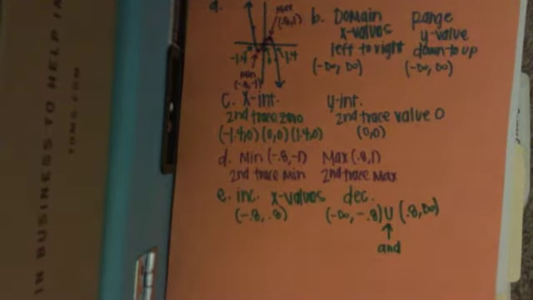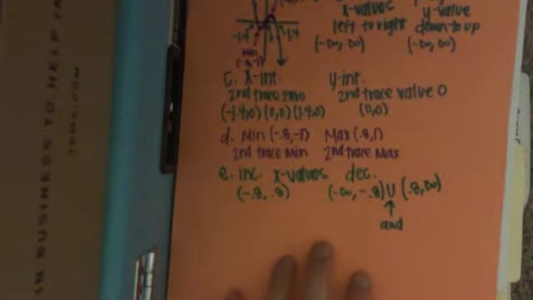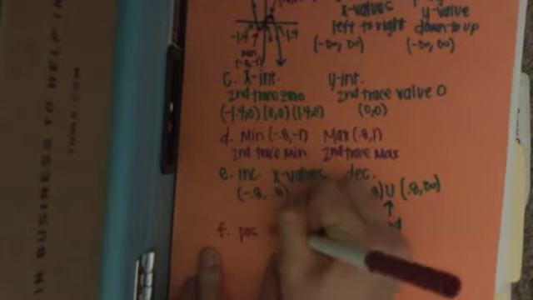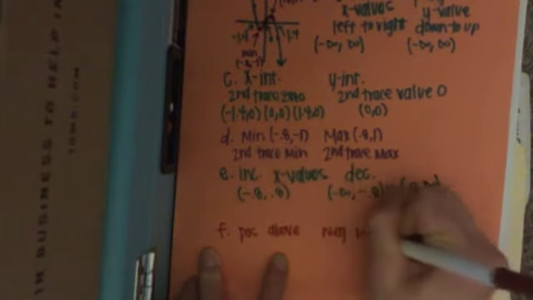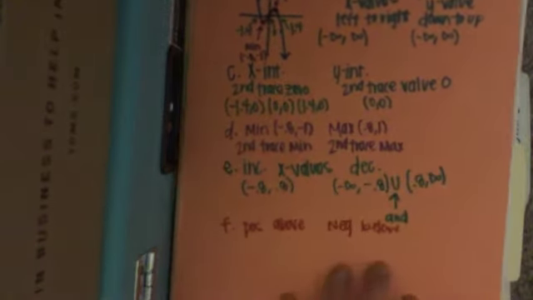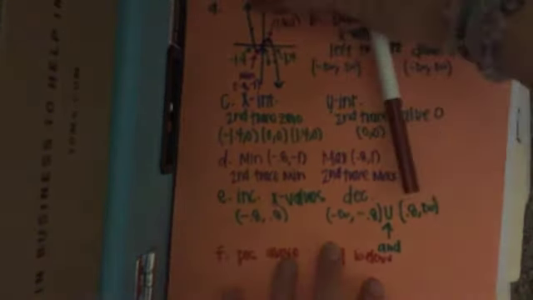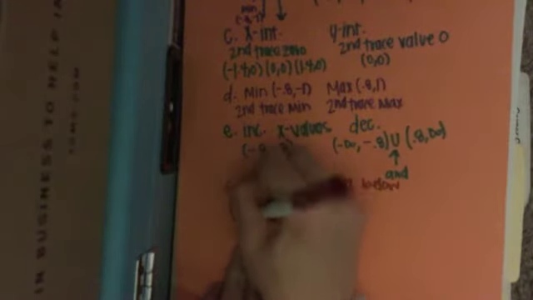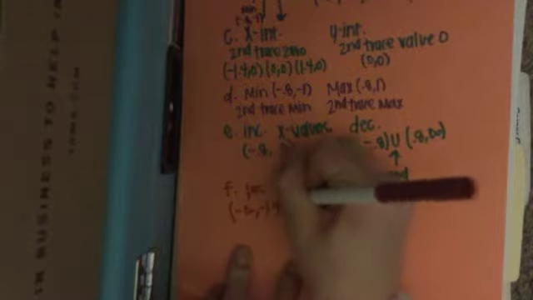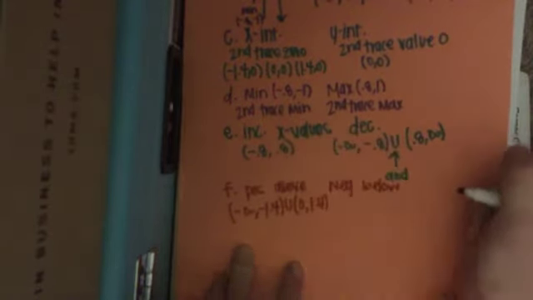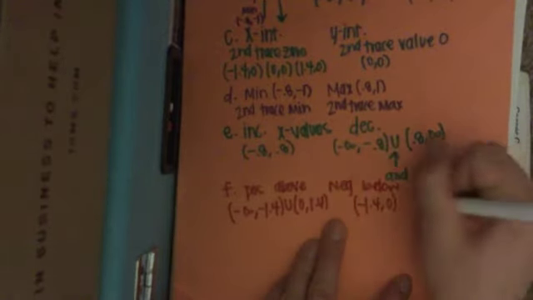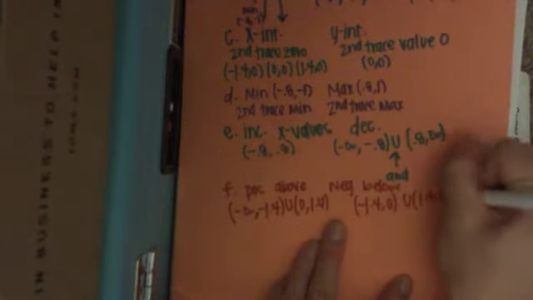Now f, sorry, I'm going to have to be moving this up and down because you can't see that graph, but positive and negative. Positive is above the x-axis, negative is below. So this graph is positive from -infinity to -1.4, and then from 0 to 1.4. So this is above the x-axis from -infinity to -1.4, and also from 0 to 1.4. It is below the x-axis from -1.4 to 0, and from 1.4 to infinity.